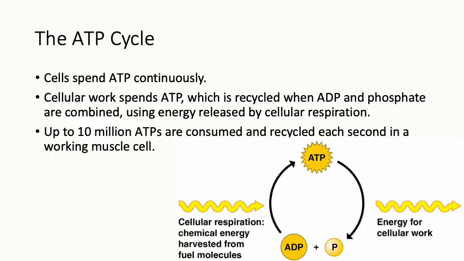ATP is not stored in large amounts inside the cell because it is constantly being used and regenerated. As ATP is broken down into ADP, the phosphate released during cellular work is quickly recycled back into ATP using energy from cellular respiration. This continuous cycle allows cells to maintain a steady supply of usable energy. In highly active cells, such as muscle cells, millions of ATP molecules can be broken down and rebuilt every second.